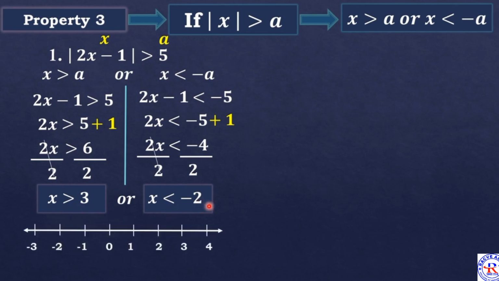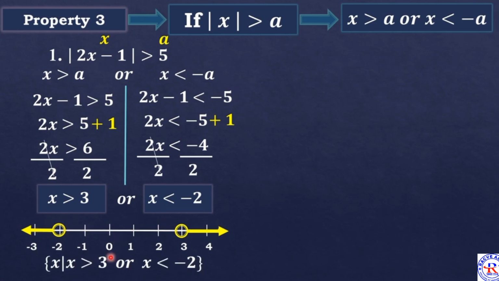So, pag ginraph natin siya, 3, ito si 3, hollow kasi wala namang equal sign. Ibig sabihin, hindi siya part of the solution. Greater than, so pakanan. Okay? And then this one, negative 2. Ito si negative 2. Hollow din siya kasi it's not part of the solution. And then x is less than. So, mas mababa. So, pa-left.